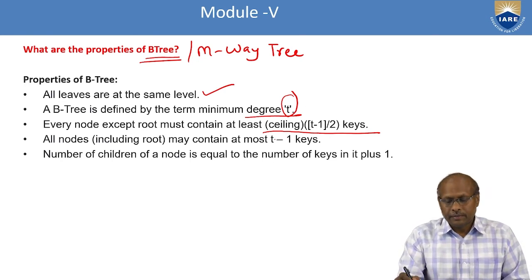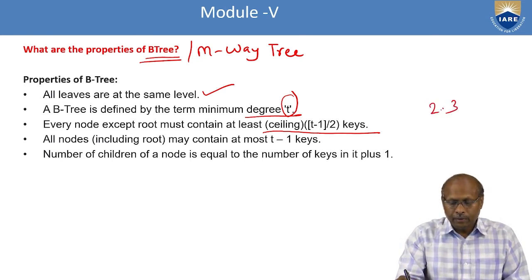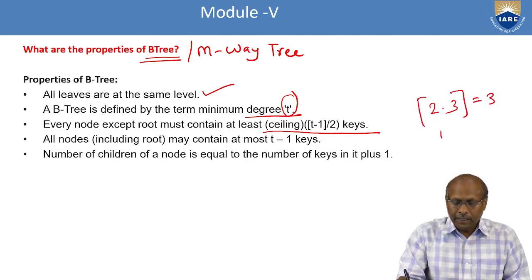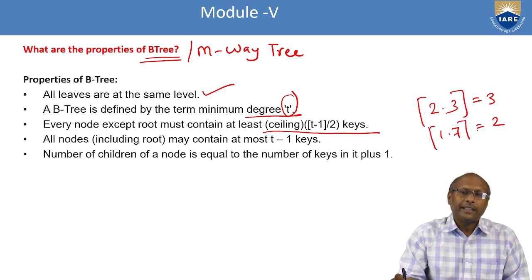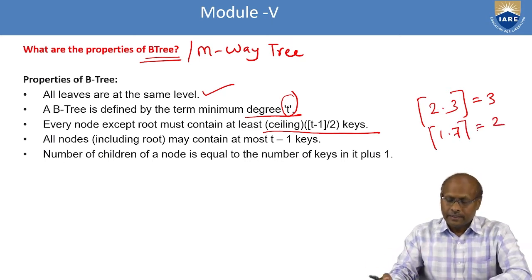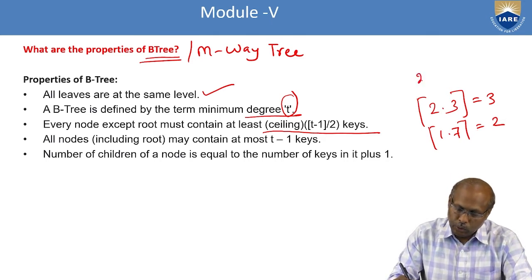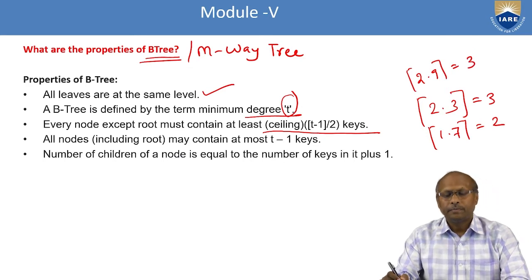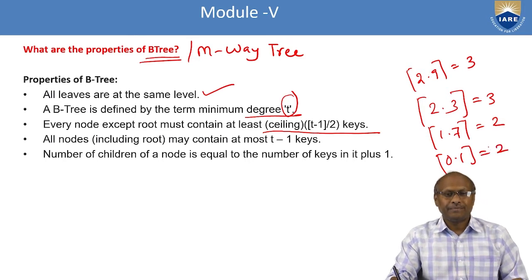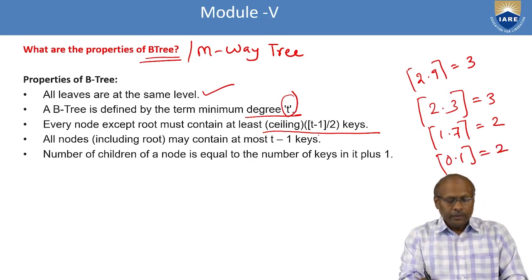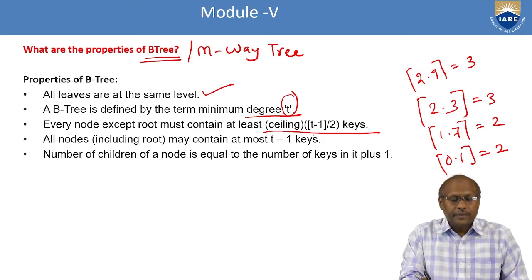Ceiling means upper. If I say 2.3, what is the ceiling? The ceiling is 3. If I say 1.7, what is the ceiling? 2. The next highest integer. But if I say 2.9, what is the ceiling? Answer is 3. If I say 1.1, what is the ceiling? Answer is 2. Next highest integer. That is the ceiling.